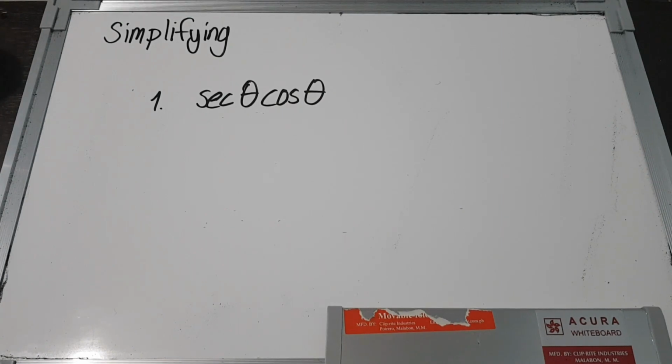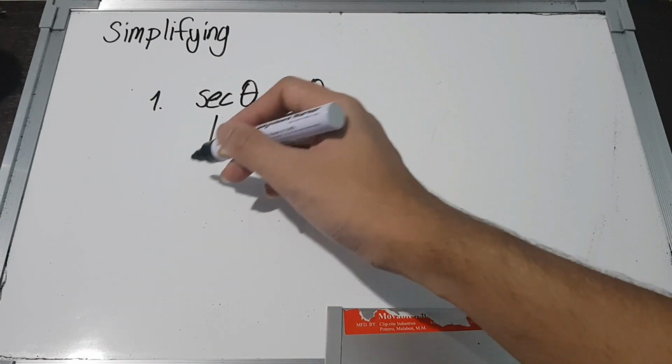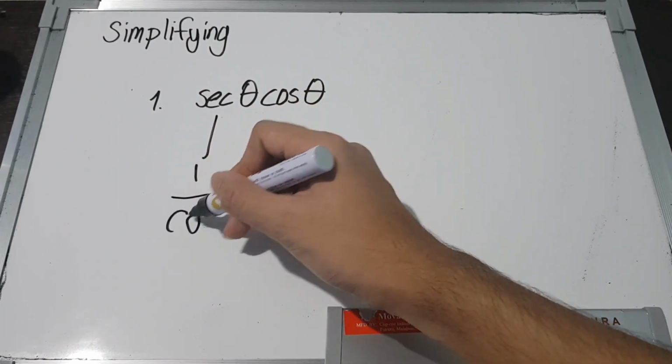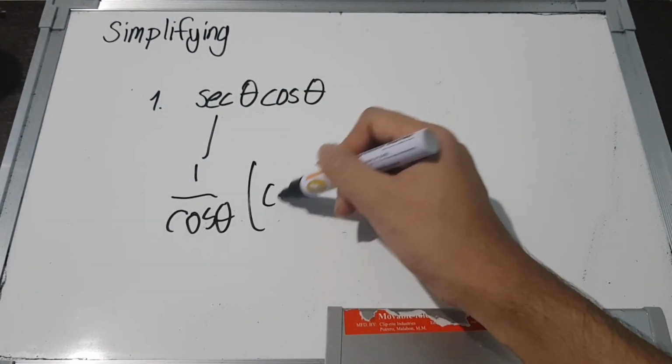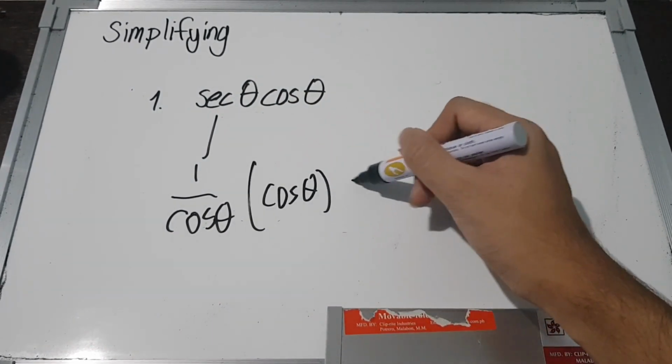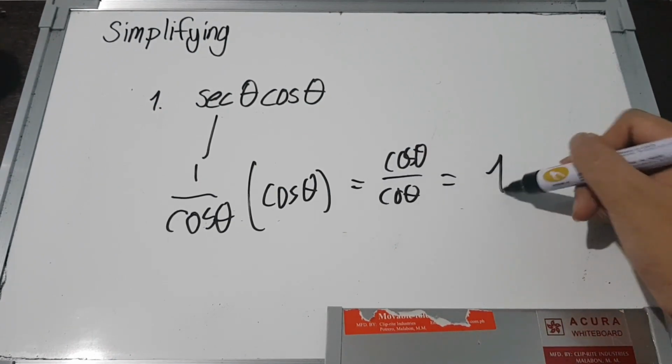Simplifying trigonometric identities. Consider this example: secant theta times cosine theta. We need to make it so that our answer would only result in one term. And in order for us to do that, we need to find the specific trigonometric identity. In this case, we will change secant to 1 over cosine theta, which is its reciprocal identity. Now we can proceed to multiplication. This will be cosine theta over cosine theta equals 1.